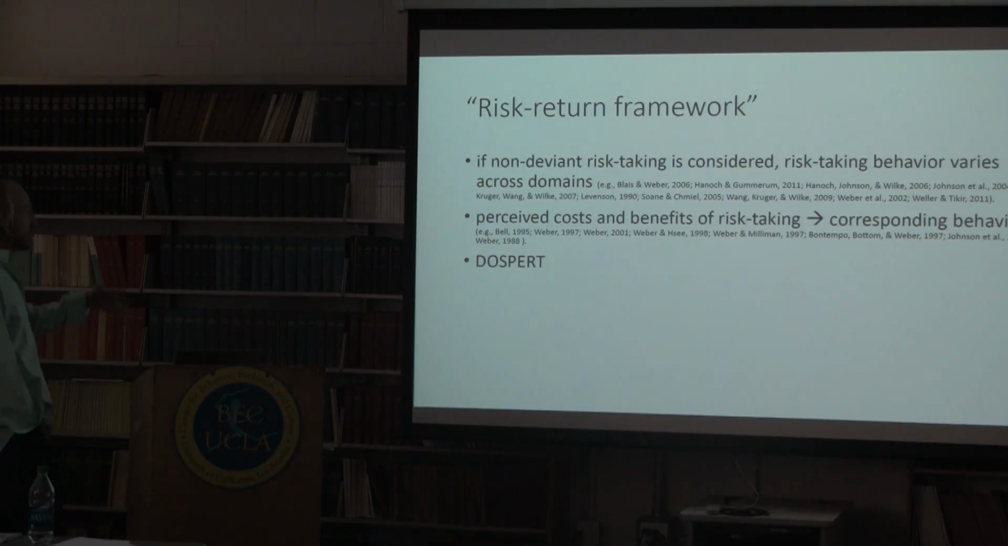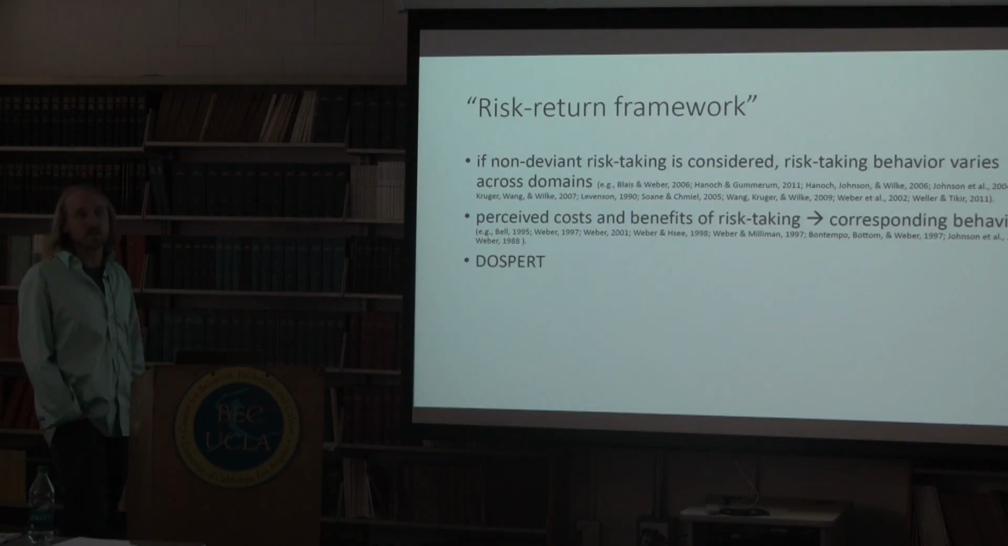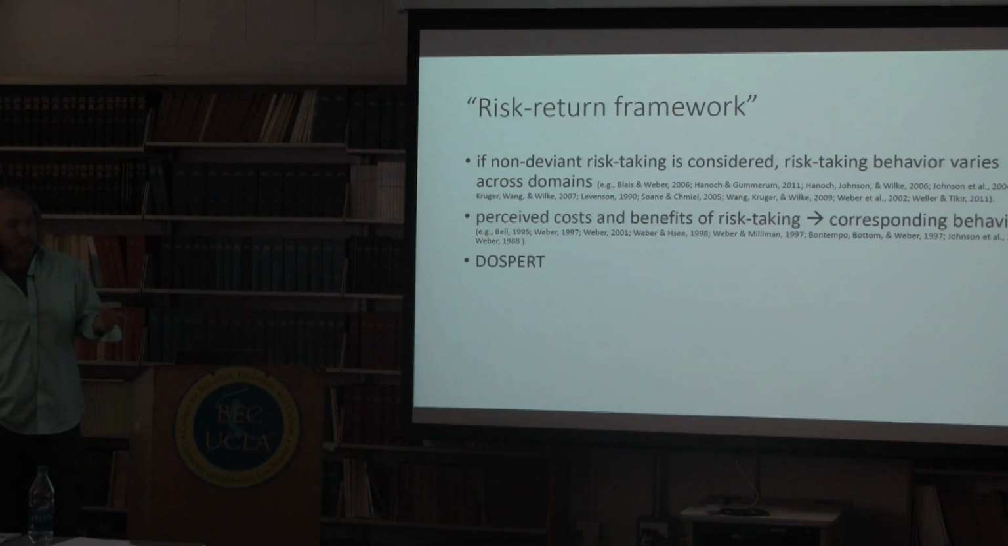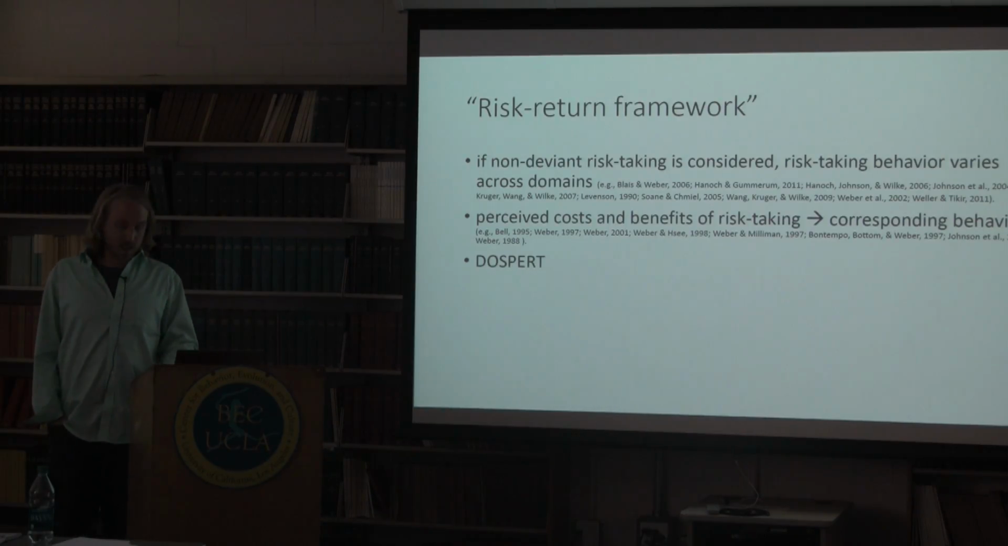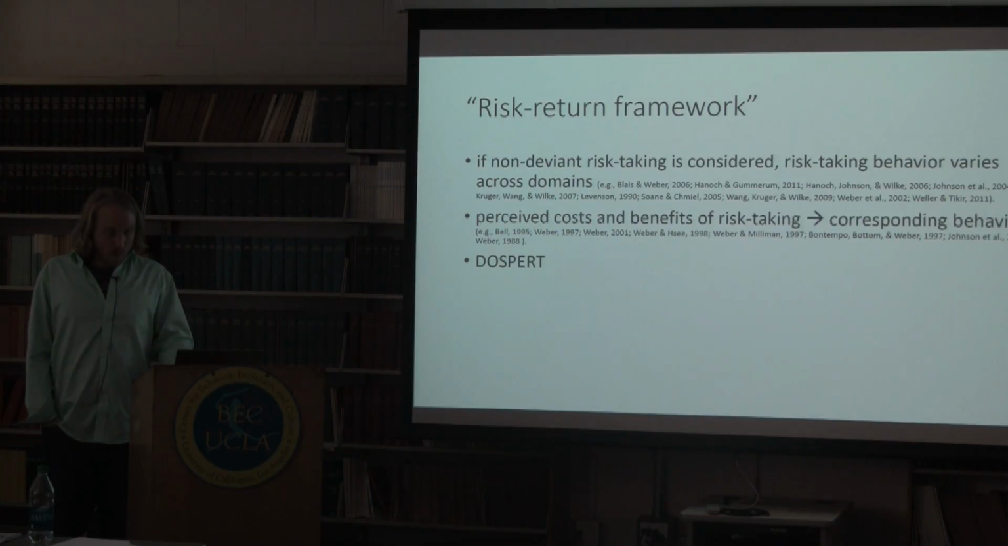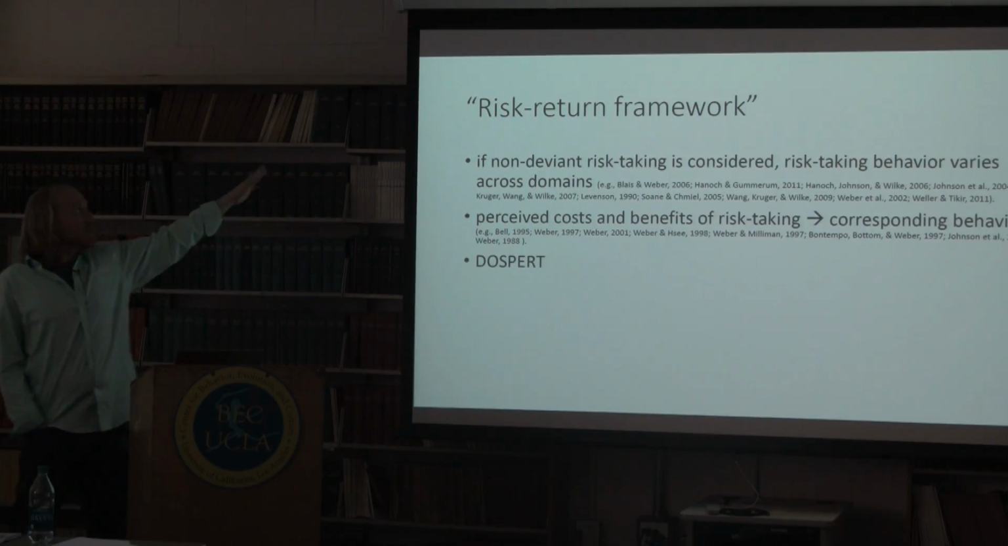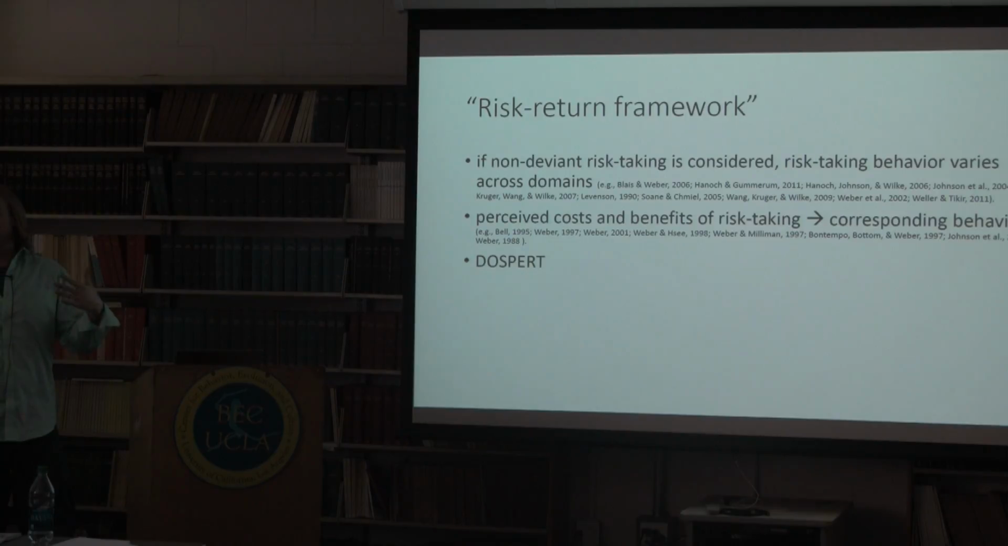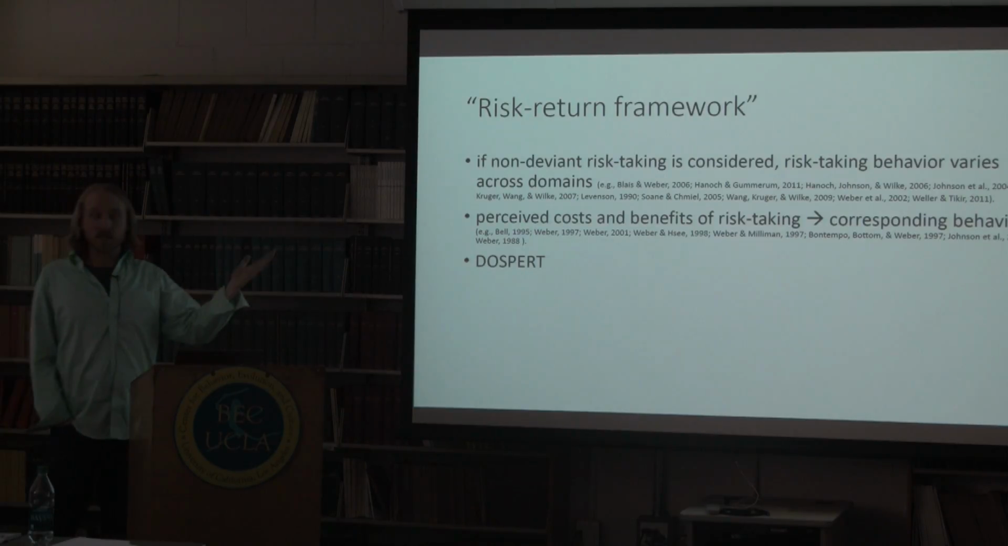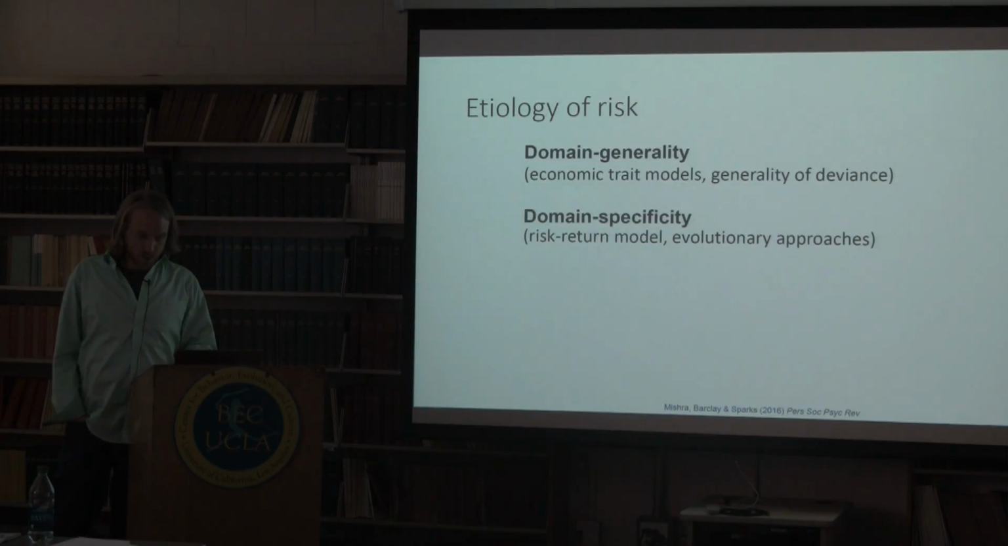So people are starting to work on a modified DOSPERT type instrument based on a more evolutionarily informed idea of what constitutes domains, where costs and benefits come from. So that's a promising future direction for this type of work. But again, a challenge for the risk-return framework is it's not anchored in any kind of functional theory, but clearly it has potential to go in that direction.